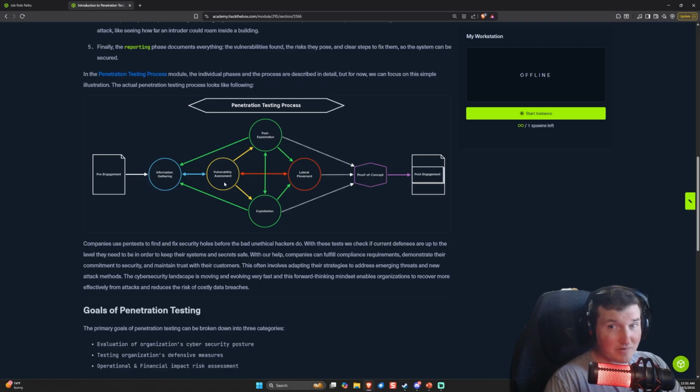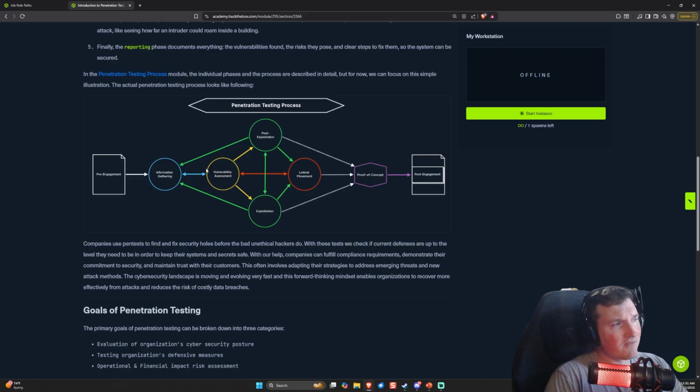Let's find the vulnerabilities we're looking for, right? Then we exploit those vulnerabilities, and that's right here. And you notice they all call back to information gathering. The reason for this is because you might exploit something, and now you have further access into the network, or you found a new host, and you need to do some more information gathering. So you're always going back to that information gathering.